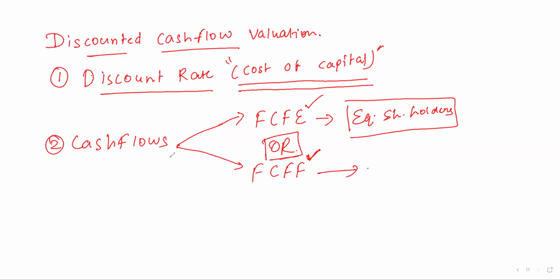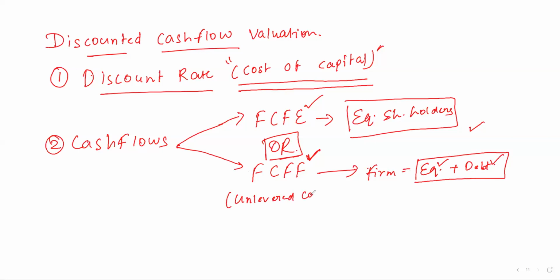So FCFE, free cash flow to equity, the name suggests free cash flow available to equity shareholders. Free cash flow to firm, a firm is nothing but the summation of equity plus debt, both. Are equity holders the only segment of the firm? No. The firm is made of both equity and debt holders. So the cash flows available to both equity and debt holders are called free cash flow to firm. These are also called unlevered cash flow. FCFE is called levered cash flow.